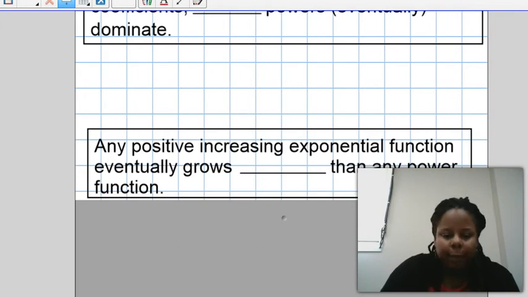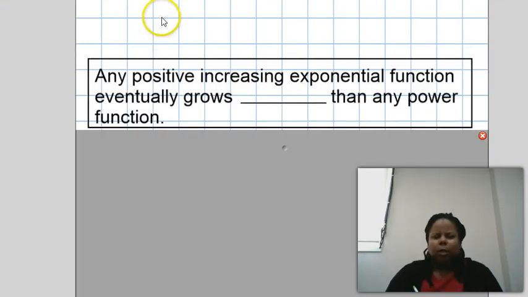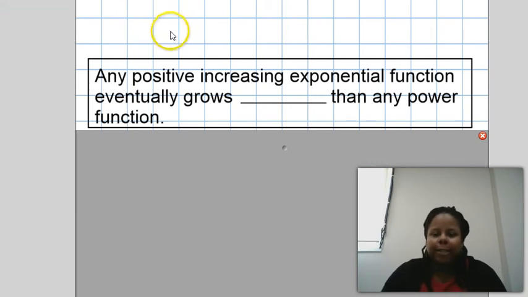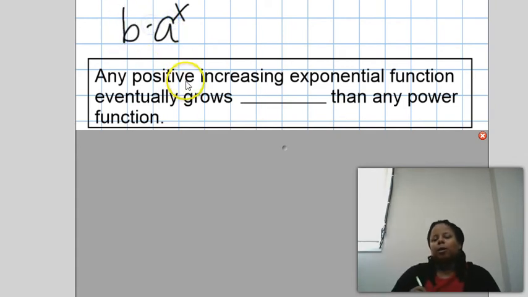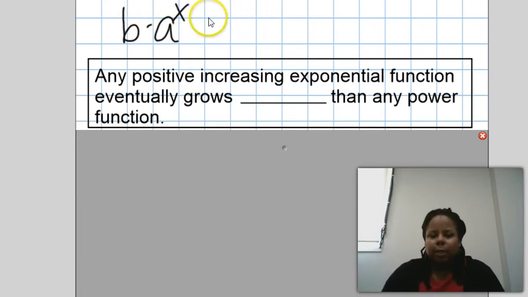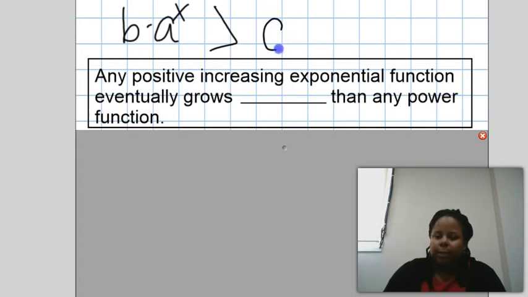If you remember, exponential functions are of the form a to the x, and sometimes you may have a multiplier here. So the idea is that eventually any positive increasing exponential function is going to be greater than any power function when you use the same variable. So I'm just going to say c times x to the n.